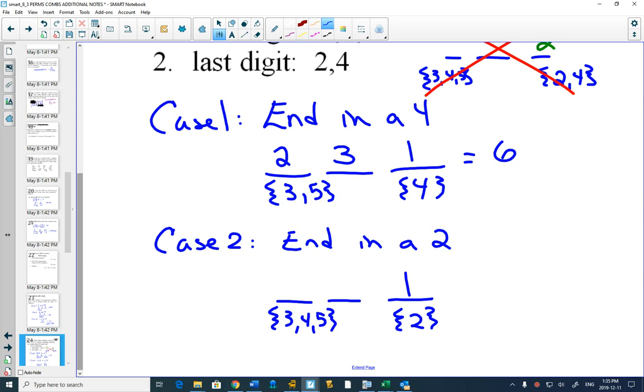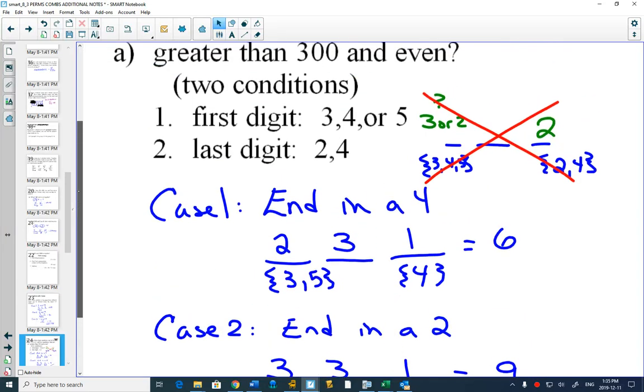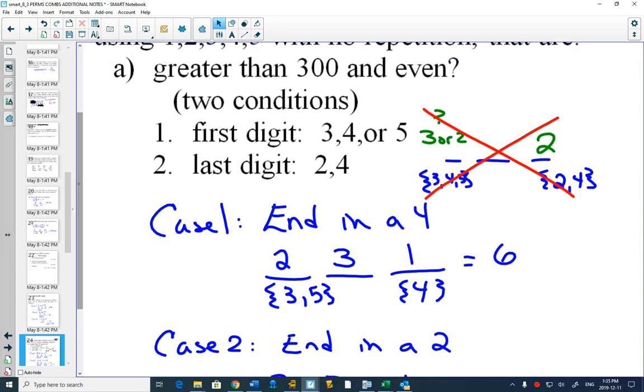Well, on the first restriction, I could have 3, 4, or 5. 3 choices there. How many are left in the middle number? You've used up 2 numbers, 3 left for 9. My total, add up my cases. There's 15 numbers greater than 300 using only the numbers 1, 2, 3, 4, and 5 that are even.